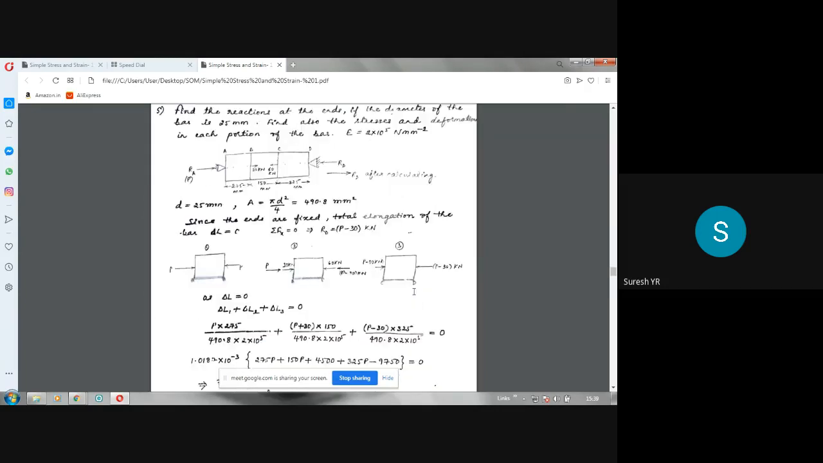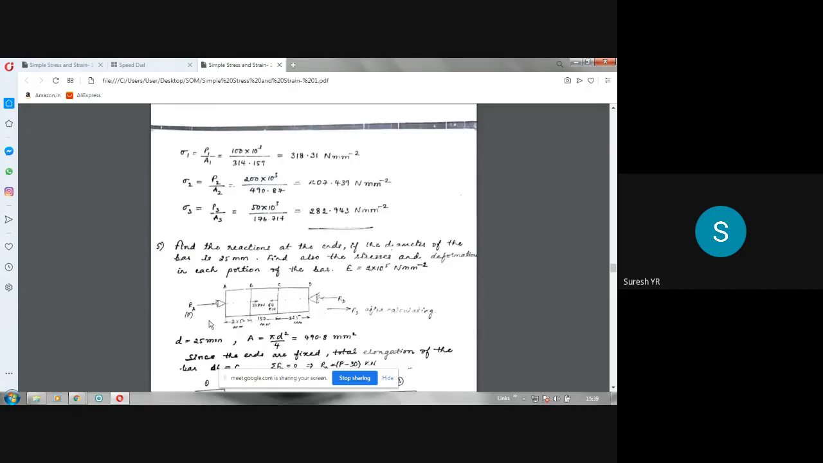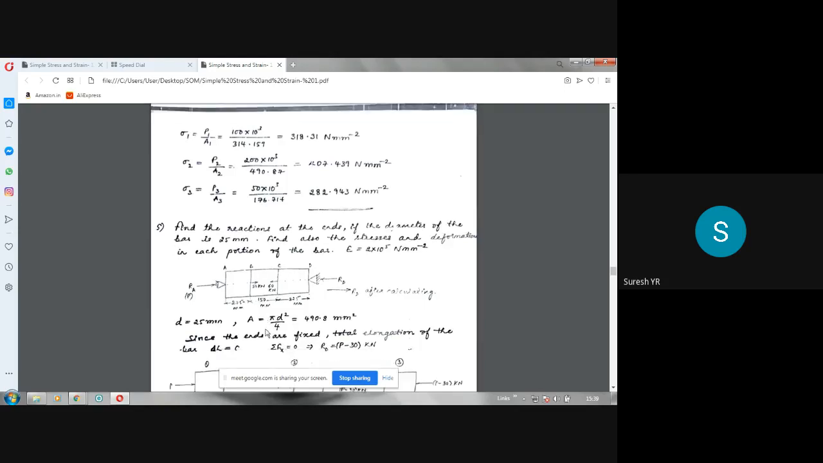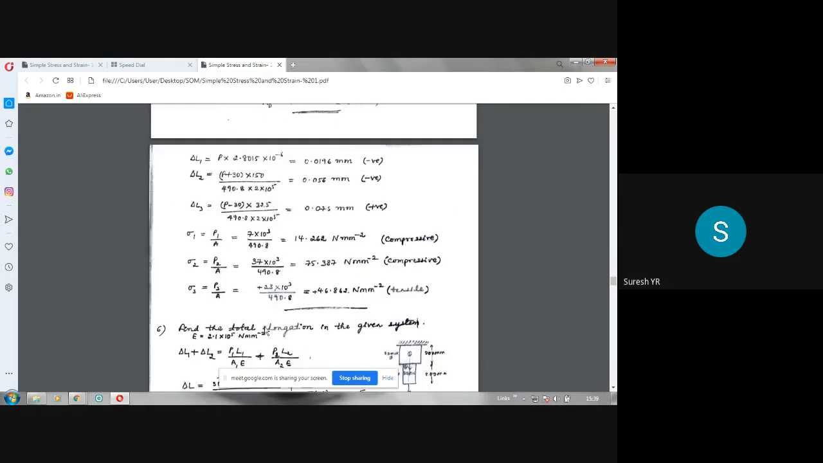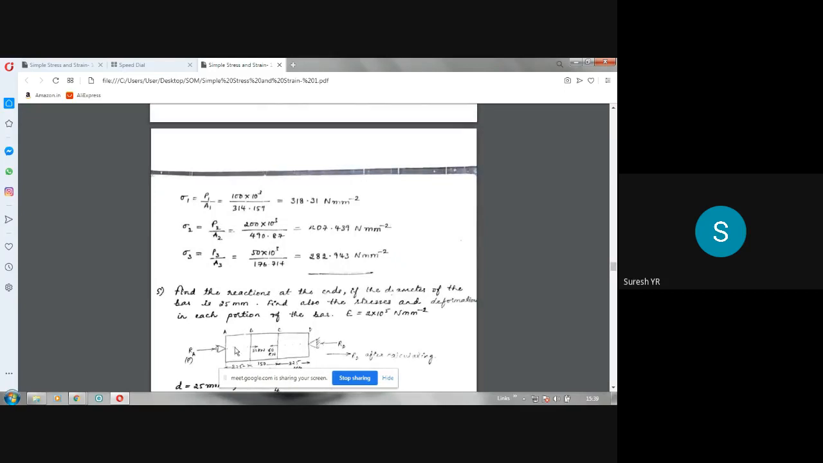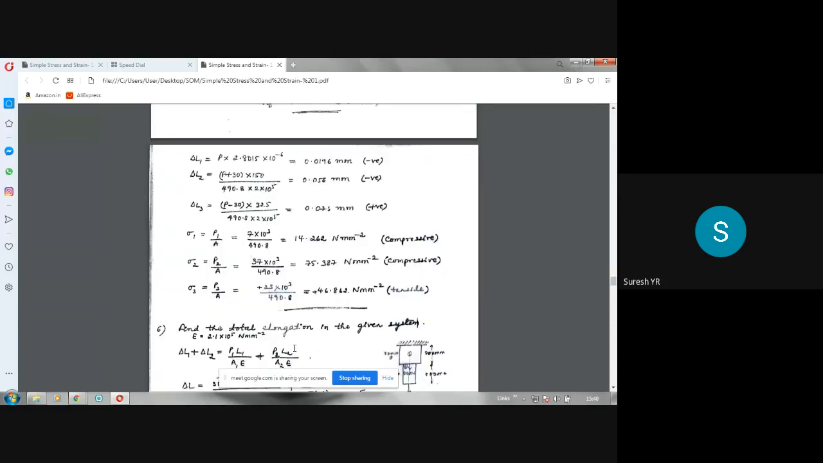So this is how we have to do this problem. It is a very important type of problem. When they give a fixity condition or restraint condition, or a support condition like this at the two ends of the bar, your total elongation will be 0. This problem has been done to understand that concept. The total deformation is 0, but individual segments of the bar may be elongated or contracted. The summation will be 0. Naturally, some portions will be elongated and some contracted. In this problem, the first two portions are contracted and this one is elongated, so that the net effect is 0. That is the meaning.